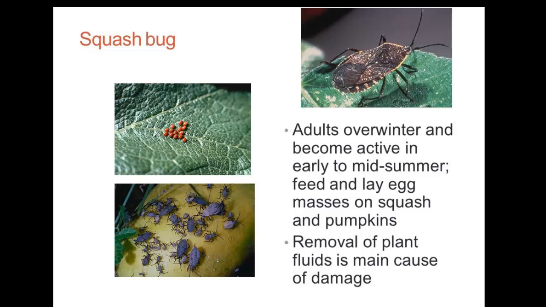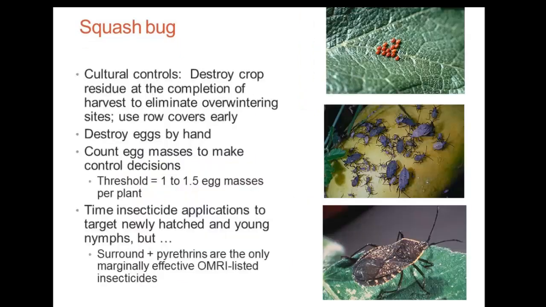Squash bugs, even for commercial growers, until some better insecticides came out a few years ago, these were sort of the bug from hell in squash and pumpkins. And they are still a little bit that way, and especially for organic growers. The adults winter, they don't become active until later than other creatures, early to midsummer. And you're going to see eggs on leaves first. They hatch to form nymphs, and the nymphs and the adults suck juices out of plants, reduce yield, cause plants to wilt. You can destroy crop residue as soon as possible.